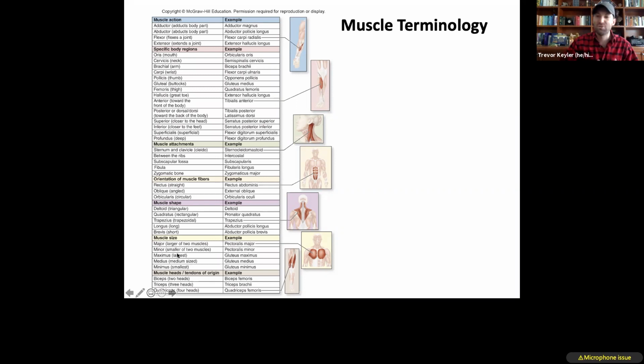Muscle size, major, minor, you probably recall major means larger, minor means smaller. And then muscle heads, biceps, 2 heads versus triceps, 3 heads. Biceps femoris, triceps brachii. So that's an example of how knowing this muscle terminology will help you out. So make sure you know at least this list and where these terms are coming from.